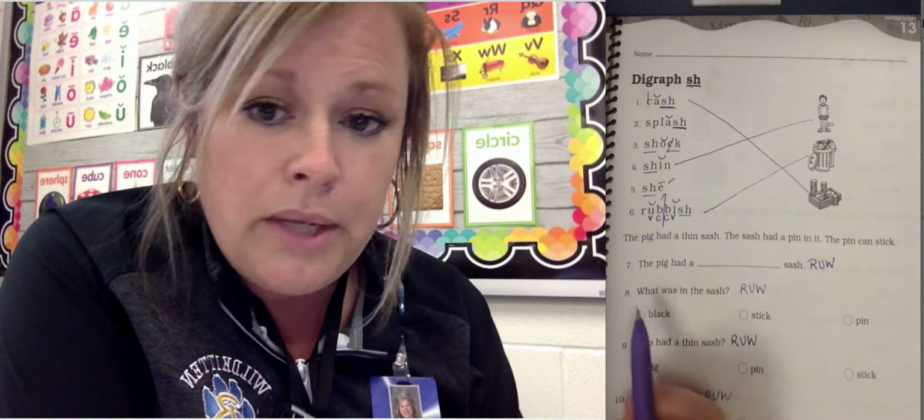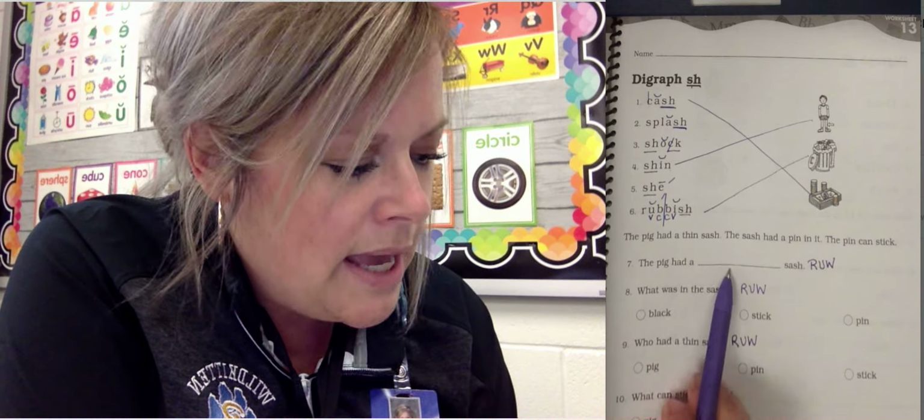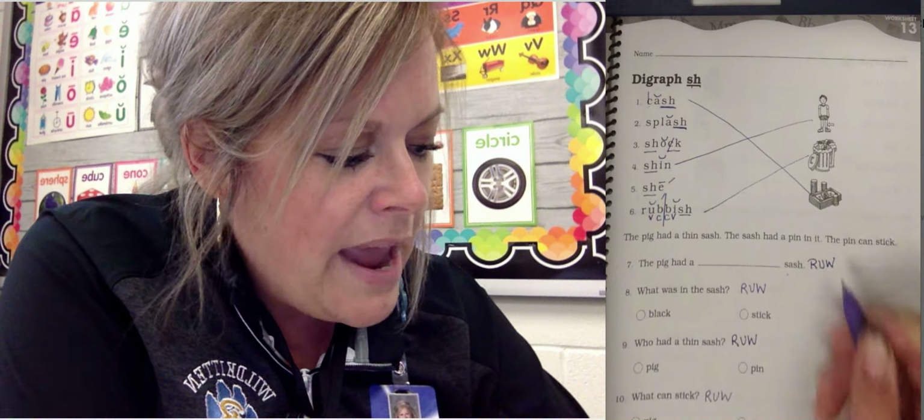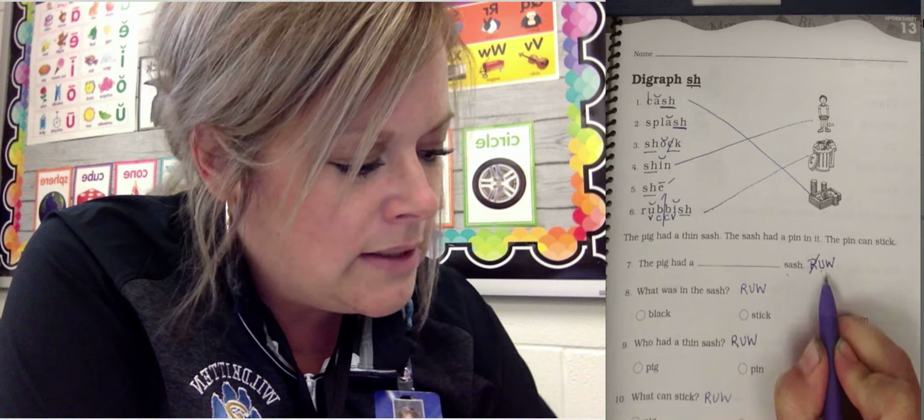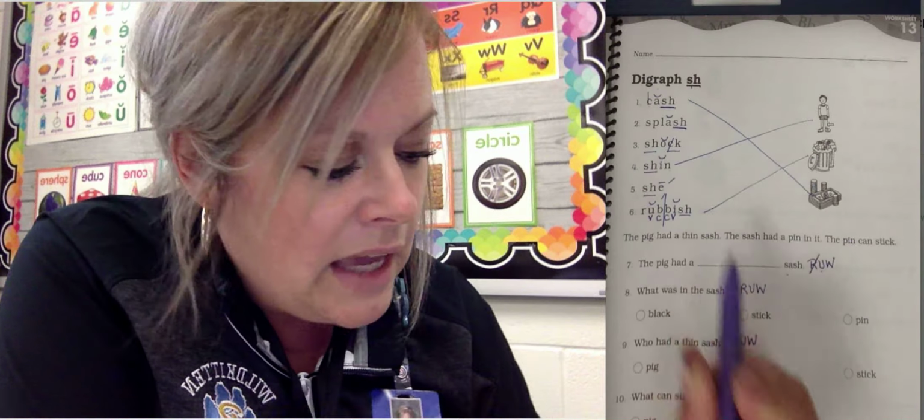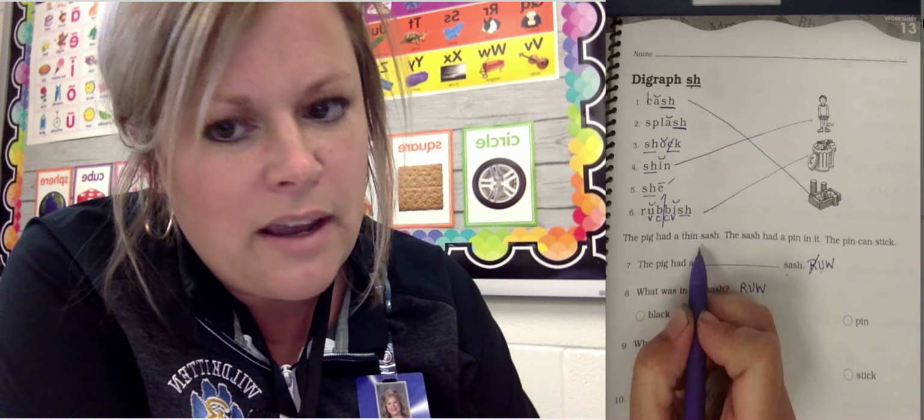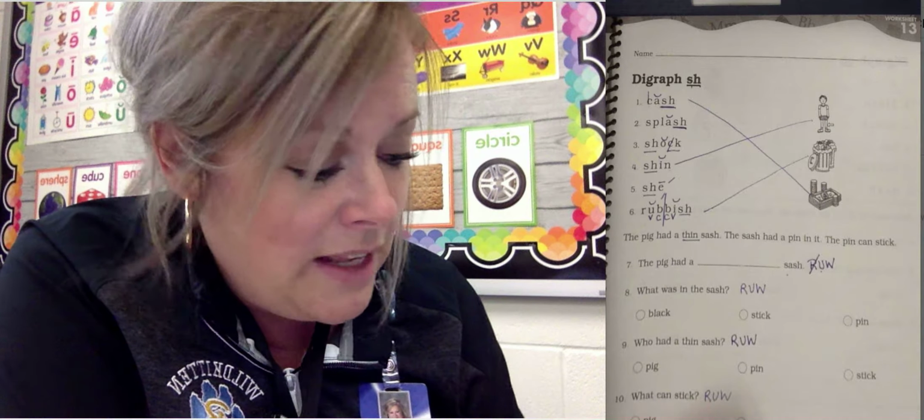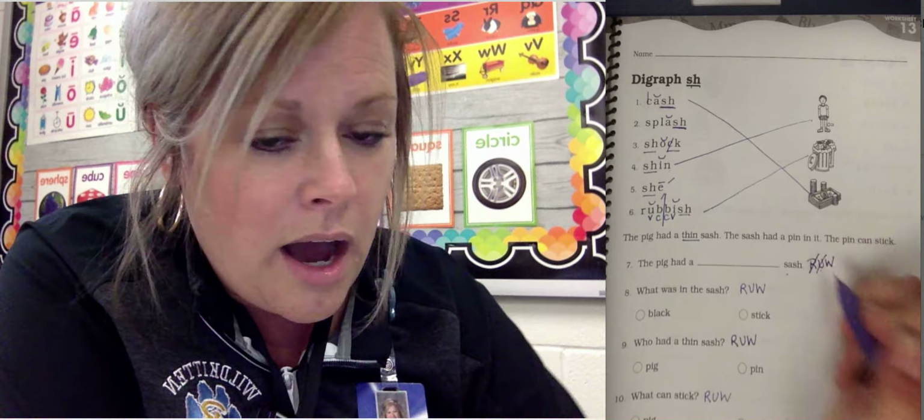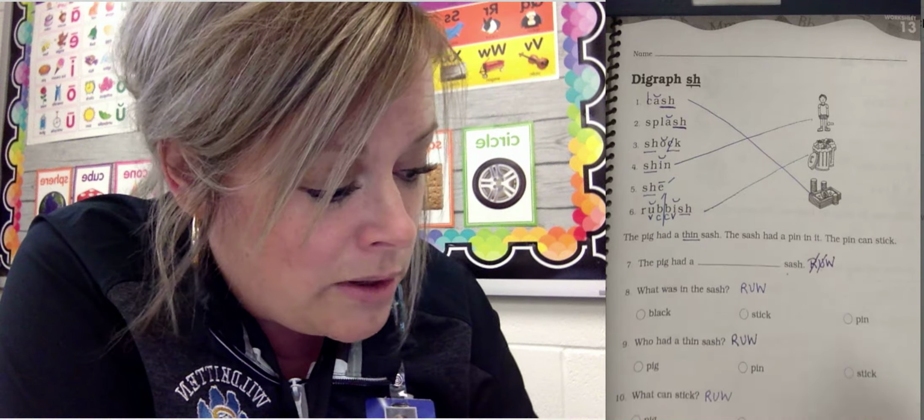Well, let's go ahead and read the question here, the fill in the blank. The pig had a blank sash. Well, I already read. Now I need to underline. This is kind of like a checklist. Let's go back in the story and find the answer. The pig had a, there it is, thin sash. So I underlined thin in the story. I can check that off. Now I need to write my answer, and I can just copy it right from the story.